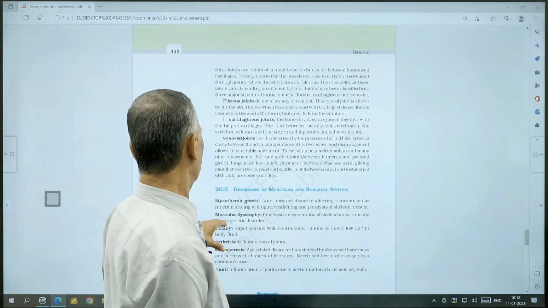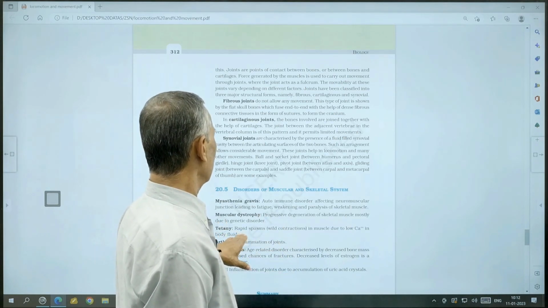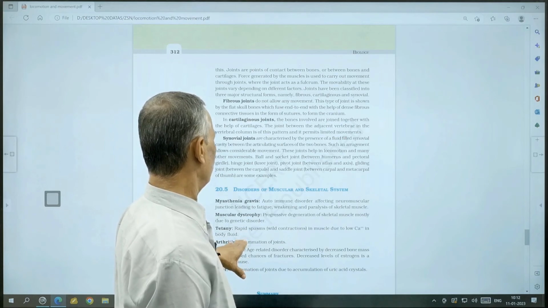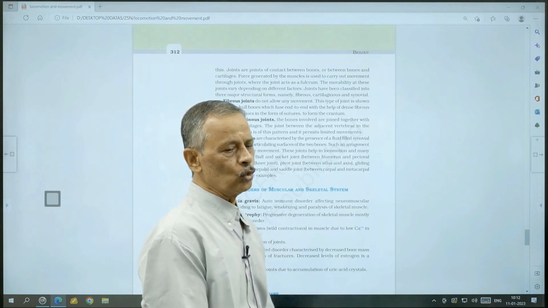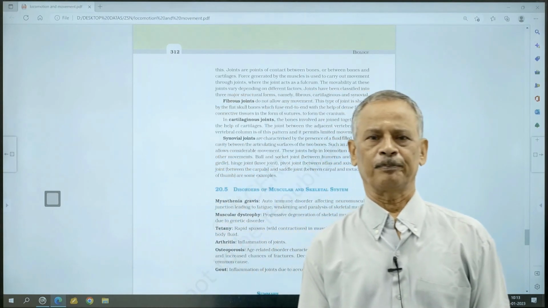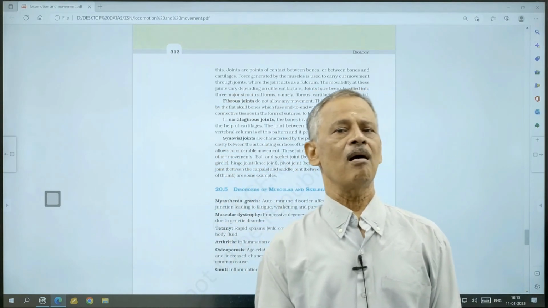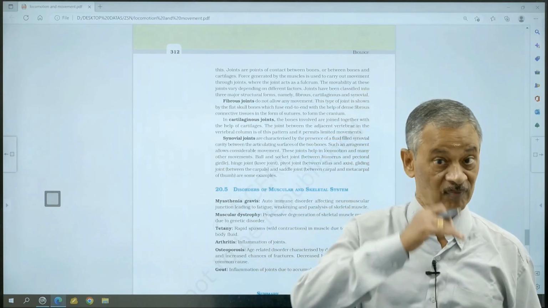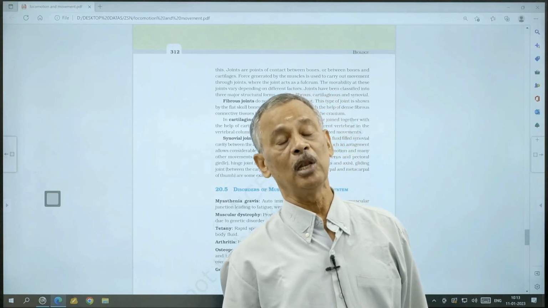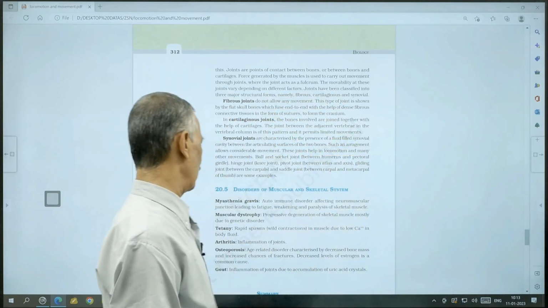It is commonly called DMD. Tetany is wild contractions, very quick and uncontrollable contractions in muscle due to low level of calcium. That is why it is correctly called hypocalcemic tetany. Calcium level going below that minimum required level.